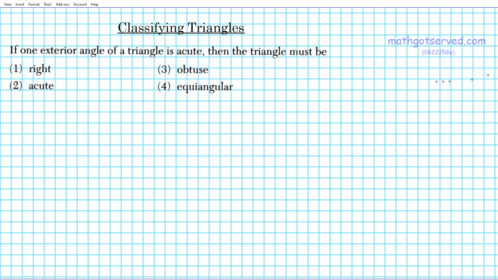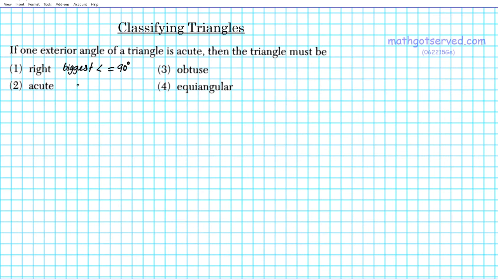All right, how do you know that a triangle is a right triangle? A triangle is a right triangle if its biggest angle is equal to 90 degrees. So if you have a triangle where any angle is 90 degrees, it is automatically a right triangle. All right.